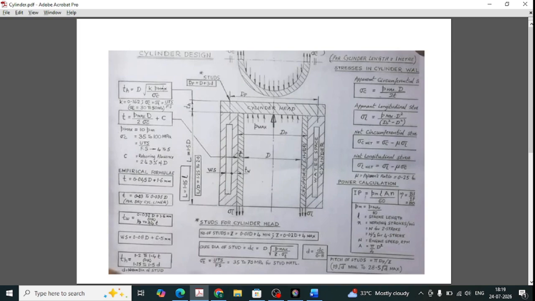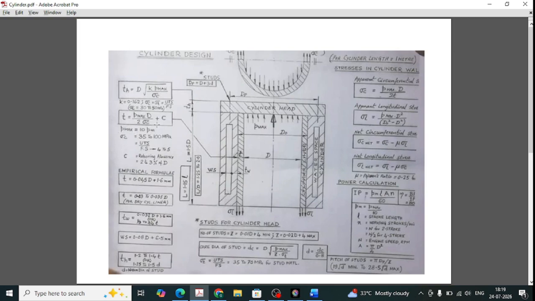This P max is the gas pressure, and this P max is 9 to 10 times the indicated mean effective pressure. You can take P max is equal to 9 into Pm, or otherwise you can take P max is equal to 10 into Pm. And using this formula, thickness of the head could be found out.